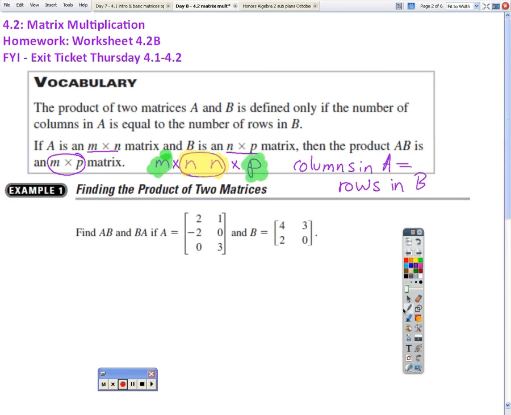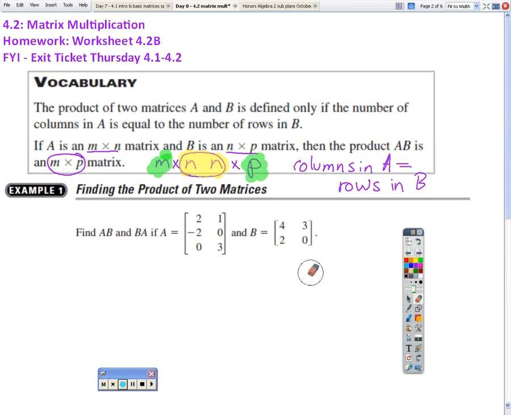So let's take a look at our first example. We have two matrices we want to multiply. A is 3 rows by 2 columns, and B is 2 rows by 2 columns. As you can see, the number of columns in A matches the number of rows in B. And so our dimensions are going to be 3 by 2. That's the first thing we need to check. Alright, now that we've checked to make sure we can actually multiply our two matrices, I'm going to erase this.